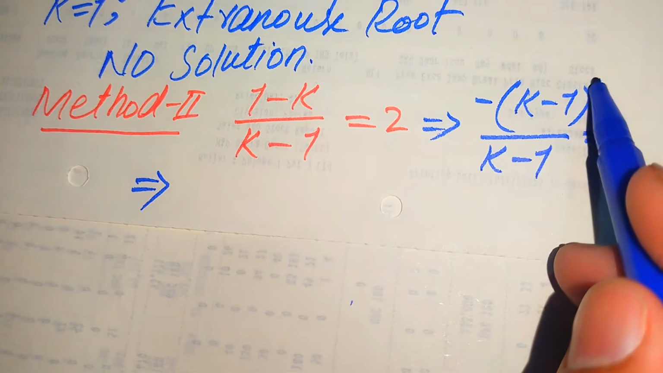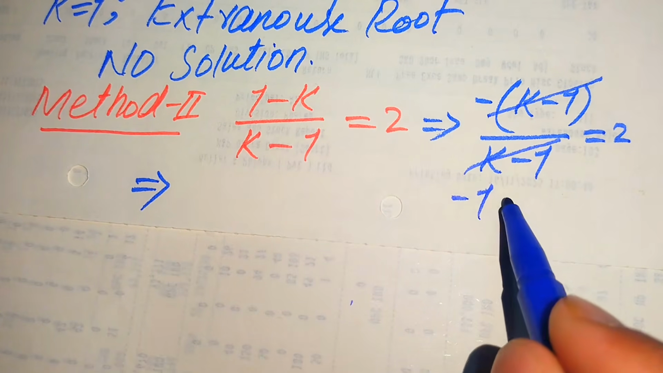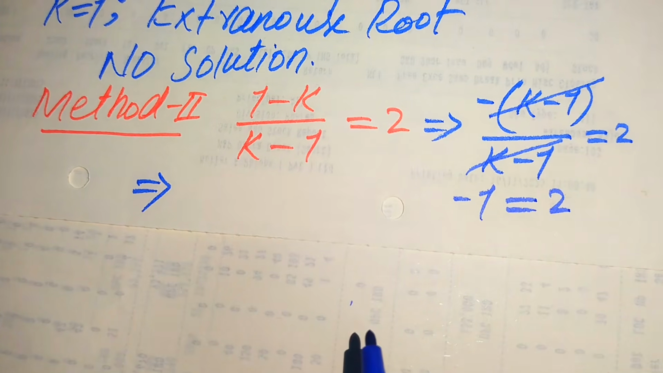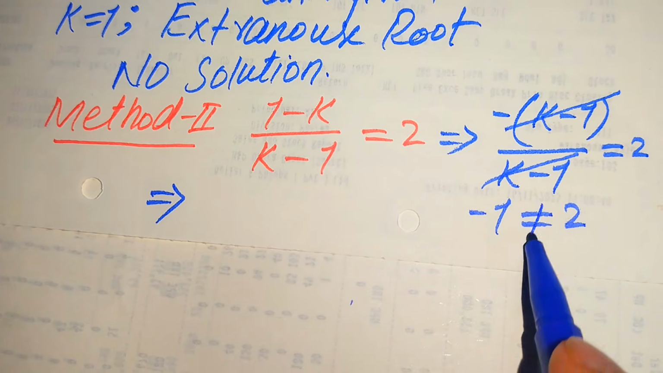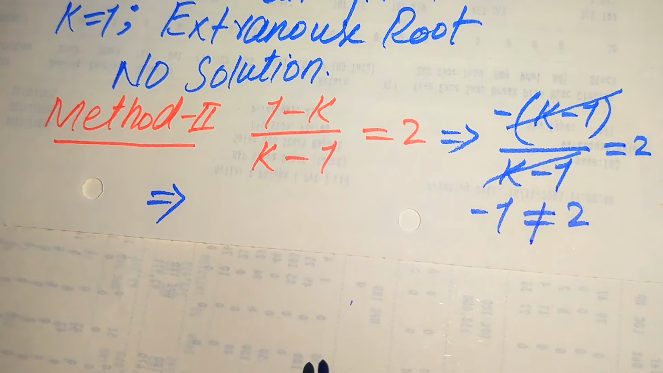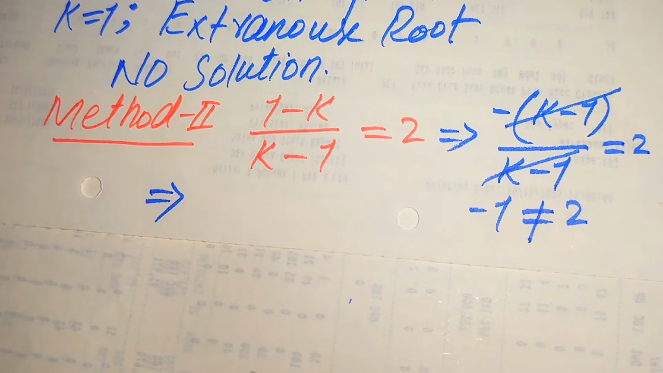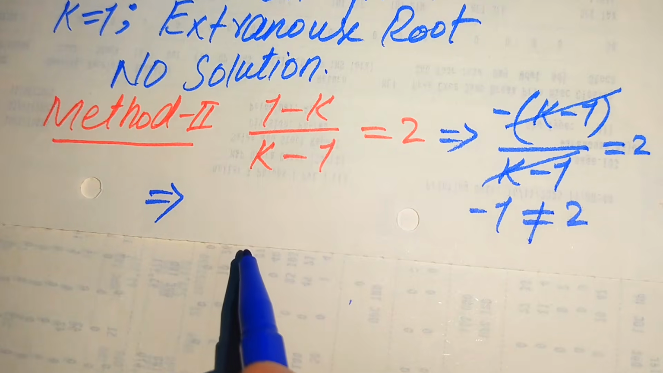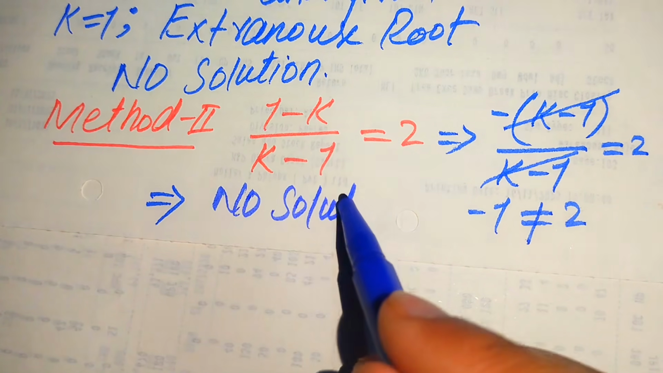And further you see here this k - 1 is cancelled out by this k - 1, and we get here -1 = 2. So you see here -1 = 2 is not possible because the negative term is not equal to 2, and these are not equal to each other. So we finally conclude that here we cannot get any value of k which satisfies our given question statement. So we finally conclude that this question has no solution in general.